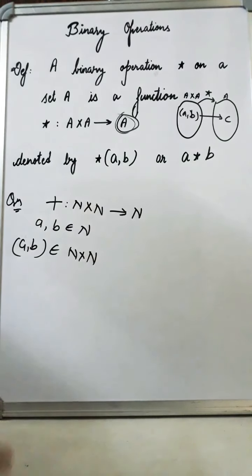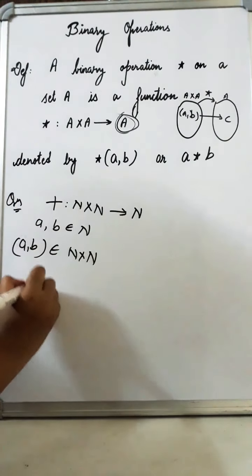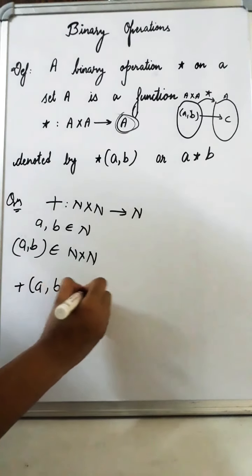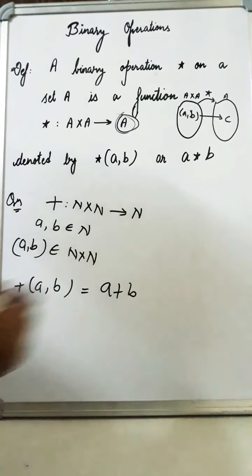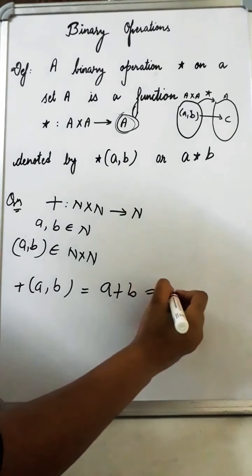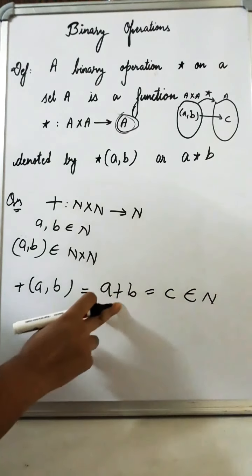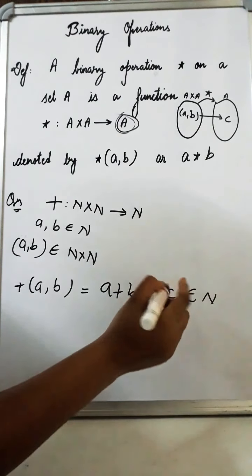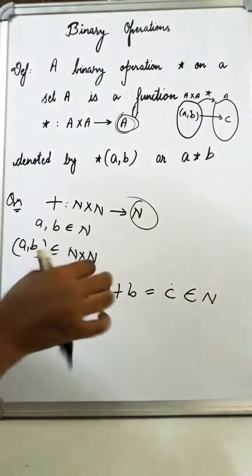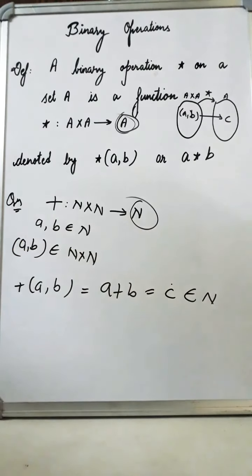Now what will your binary operation plus do? Suppose we operate it on A comma B, we will get A plus B, right? And when you add two natural numbers, what do you get? Obviously, it's going to be a natural number only. Suppose C. So C belongs to N, because the sum of two natural numbers is a natural number only. So plus is a binary operation on N cross N to N.